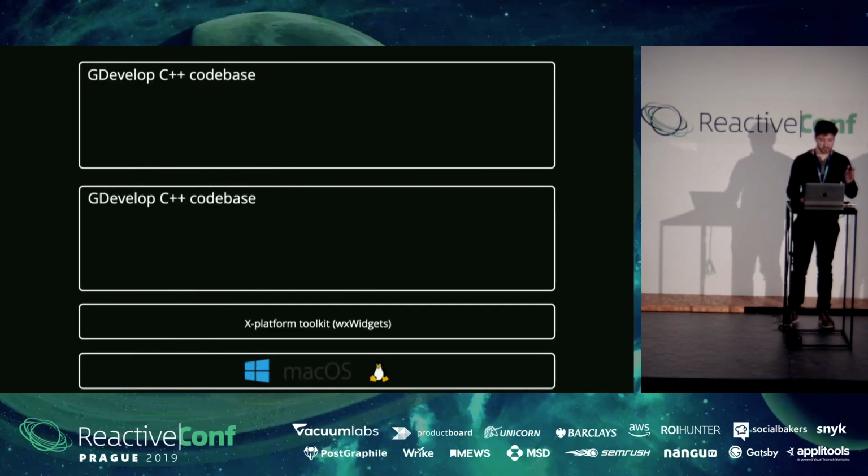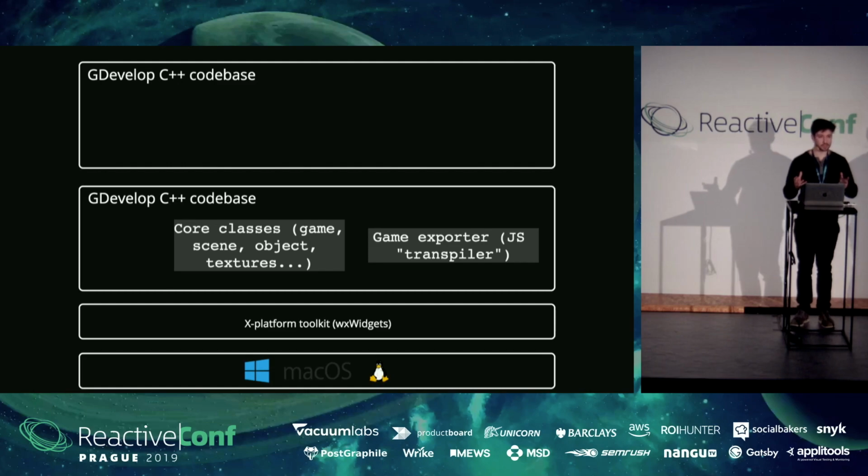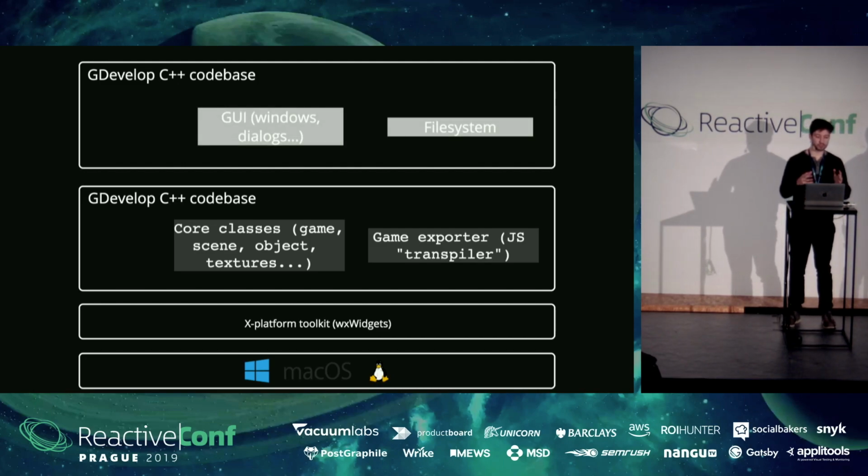This is the whole C++ code base of the software. In the middle of the code base, there were the core classes: what a game is, what an object is, what a texture is, and the game exporter. That takes this model of a game and transpiles it to JavaScript as a WebGL game. On top of it, there was everything related to the graphic interface and the file system.